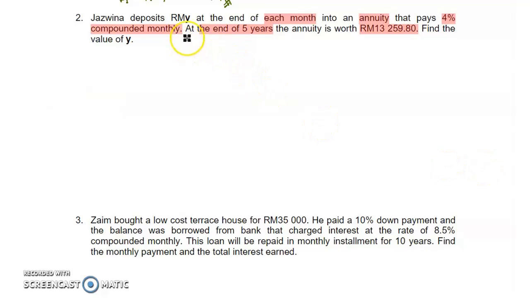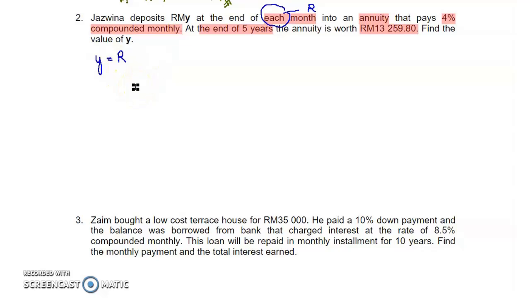Now look at what value Y is. If you look here, RM Y at the end of each month. So the keyword here is each month, which represents annuity, which is value R. So in this question, Y is the periodic payment. Every month, how much you pay, Y ringgit. So Y refers to value R.